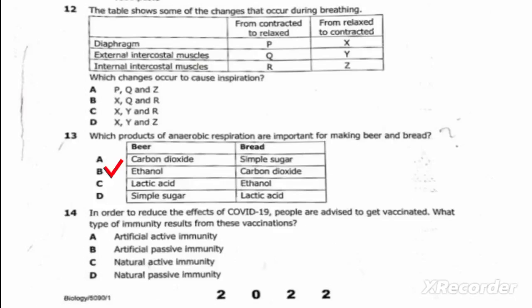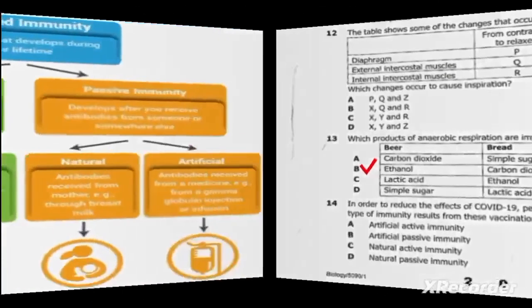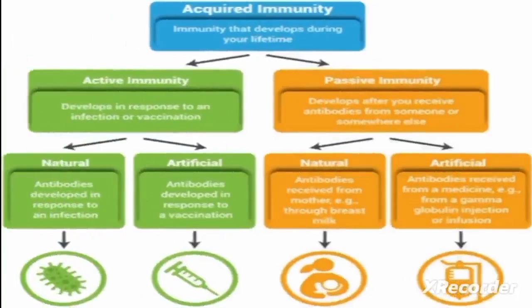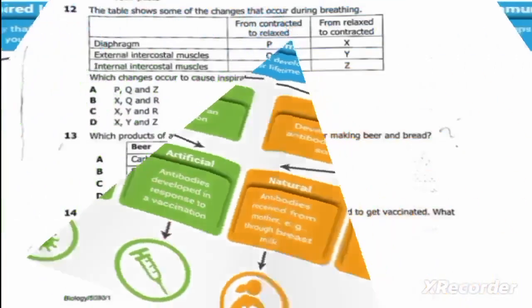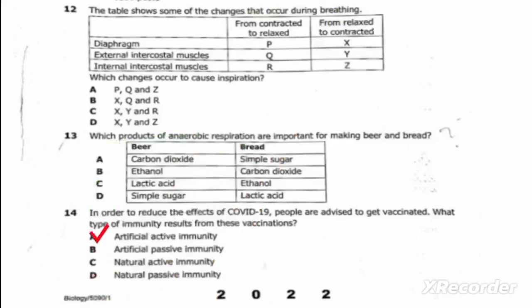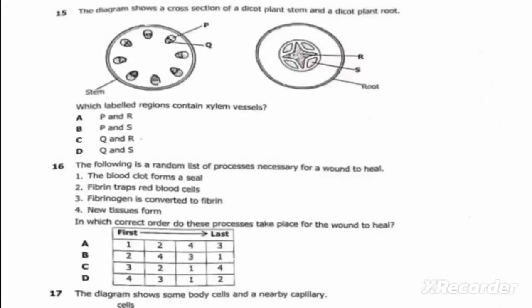Okay. We have two types of immunity here: active immunity and passive immunity. Under active immunity, we have artificial active immunity. Artificial active immunity involves antibodies developed in response to vaccination. Since we are talking about COVID-19 vaccination here, our correct answer is artificial active immunity. We shift to the next question, which is question 15.